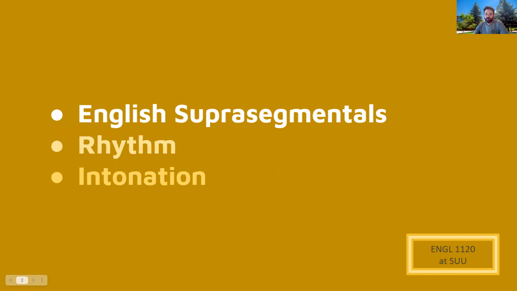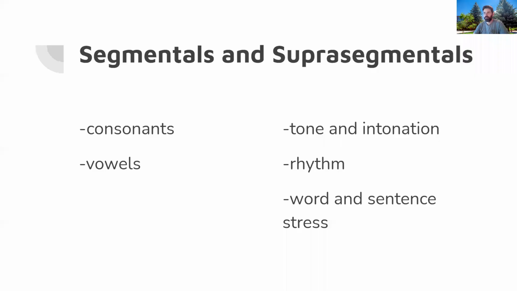We will do a review of the English suprasegmental features, and then we'll focus on two of them, rhythm and intonation. In a previous video, we defined segmentals and suprasegmentals. Segmentals are the individual sounds of the language, such as consonants and vowels. Suprasegmentals are features of the language that go beyond the individual sounds to the word, sentence, or discourse level. We already looked at word and sentence stress. In this video, we'll look at intonation and rhythm.